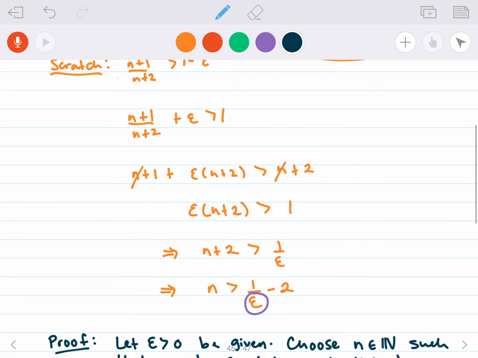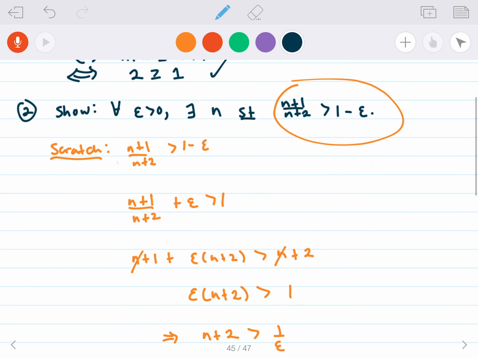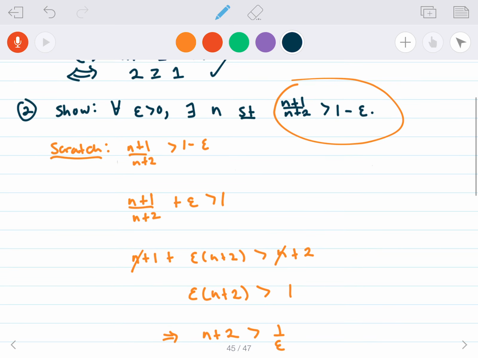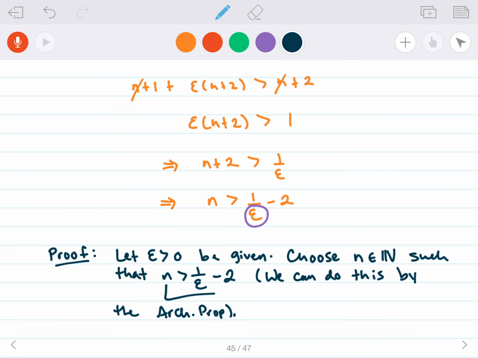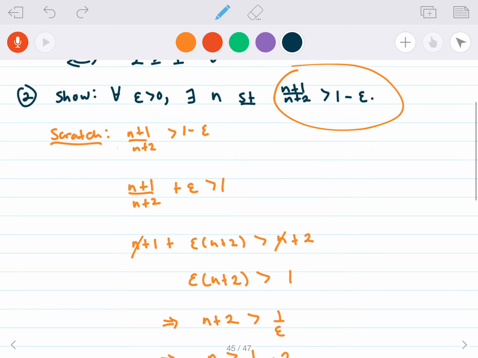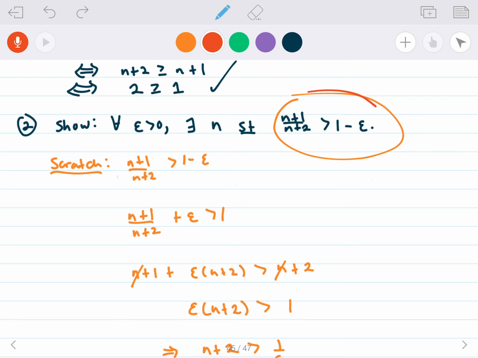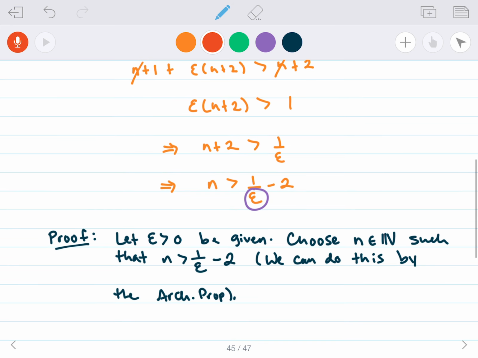Now, sometimes I'm lazy, sometimes I'm not. I don't know if you guys can relate to this, but once you're at this point, you can just reverse engineer everything to get here, right? So that n plus 1 over n plus 2 is greater than 1 minus epsilon. So I'm going to leave this as an exercise. Then the result follows.